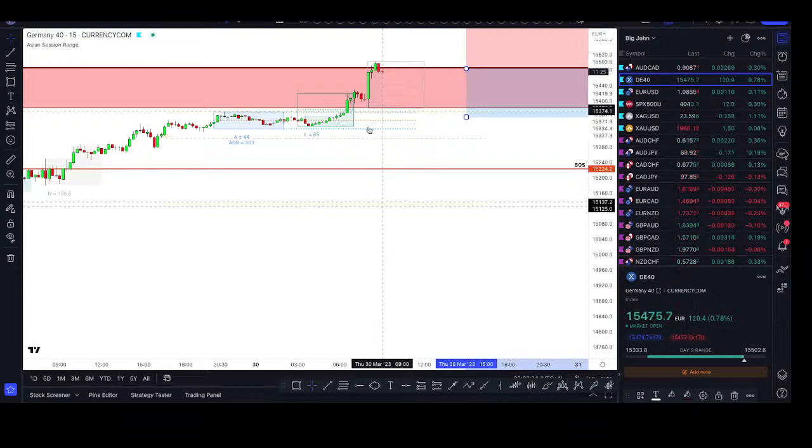So our 15-minute break of structure is down here, which is quite far away. I'd like to get a better entry than this, to be fair. Our 15-minute break of structure is over here for the sell trade. This is a neo sell trade.